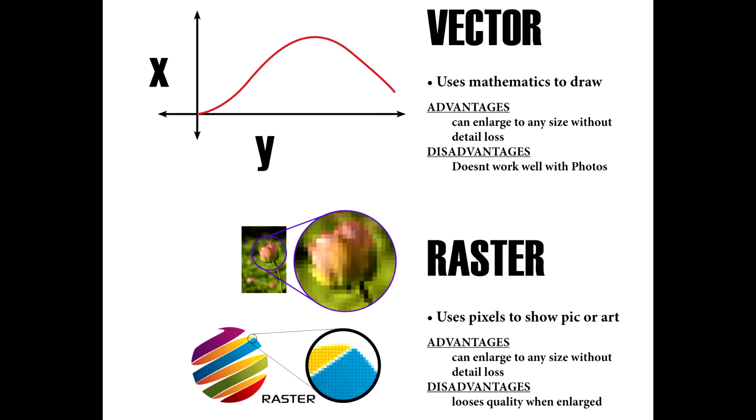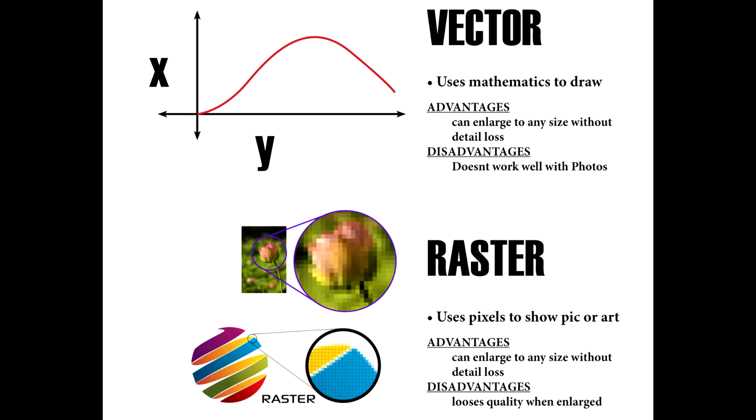Now, raster is more photo based, and it uses pixels to show the picture or art, a bunch of little tiny squares that come together to make an image. The advantage of raster is that you can do photorealistic stuff, and you can upload it to your web pages either as a PNG or a JPEG. PNG will give you a transparent background, whereas JPEG will be a solid white background.